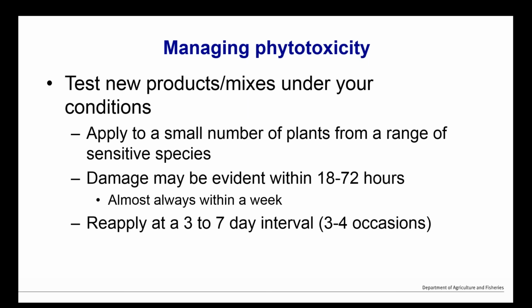The idea is to get a small number of plants of your sensitive species, those species that you grow. Get a few plants of those susceptible lines, and when you get your new product, apply your products 3 or 4 times with a 3 to 7 day interval. There are some products out there that might have increased risk of a phytotoxic reaction with reapplication. So the idea is that you apply the product a number of times, and then you can have more certainty that you aren't going to have a phytotoxic reaction.